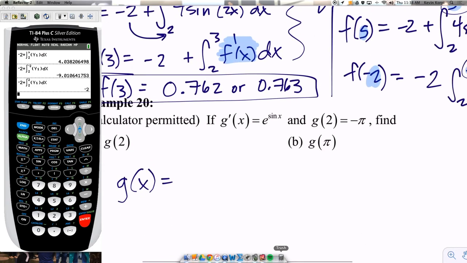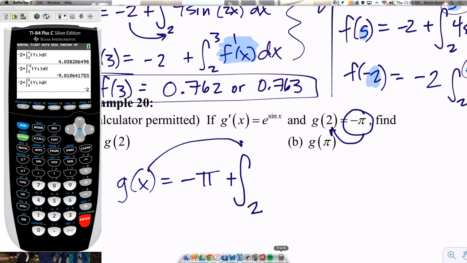All right, so in general, g of x is going to be our starting y value, which is what? Negative pi, plus the net accumulation from when we were at negative pi, which is at x equals 2, to where we're trying to get in general, which is x, of our rate equation of g, which is g prime of anything other than x. Let's use t. Good. dt. There you go.